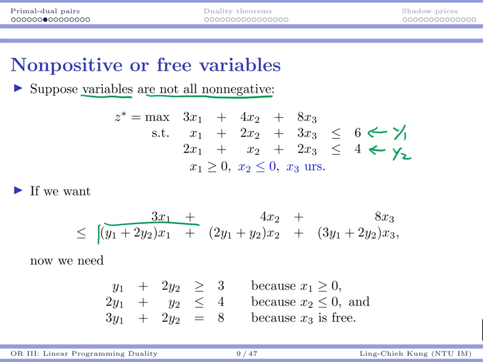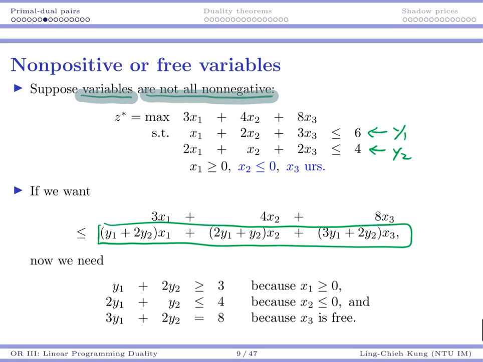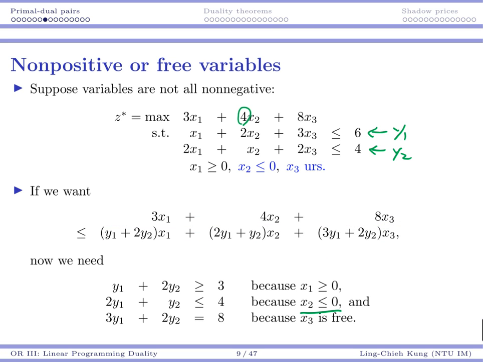So after the linear combination, we get this. And now what's interesting is that instead of having 4 less than or equal to 2y1 plus y2, actually what we need is the opposite. We now need 4 to be greater than or equal to 2y1 plus y2. Why is that? Because your x2 is actually non-positive. You know your x2 would be -2, -5, negative whatever.